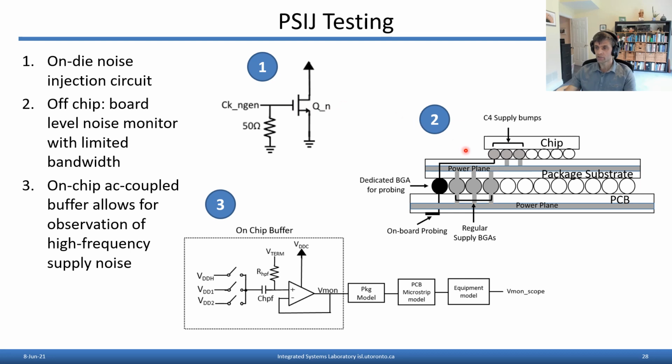So at low frequencies, we make use of a so-called spy hole that allows us to probe the power supply noise on the board through a high impedance path to the power supply distribution network. But because that's a high impedance path, that's only good for very low frequency power supply disturbances. For high frequency power supply disturbances, we need to make use of a buffer that's been integrated on chip. We AC couple the buffer, so therefore we can't use that for the low frequency measurements.